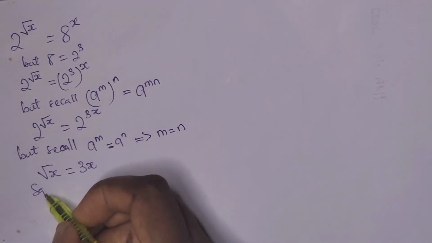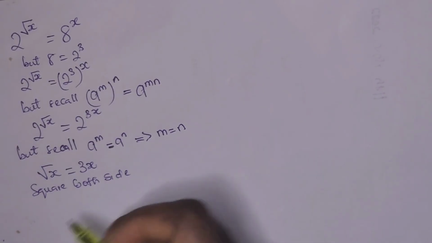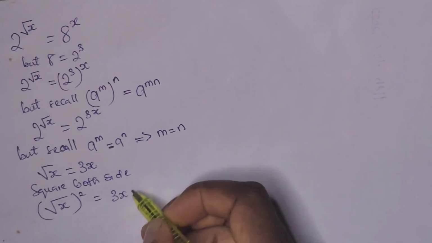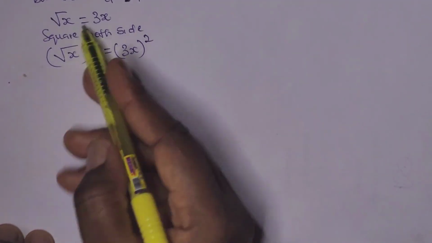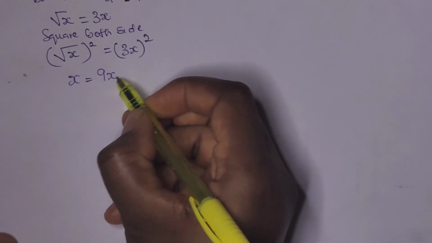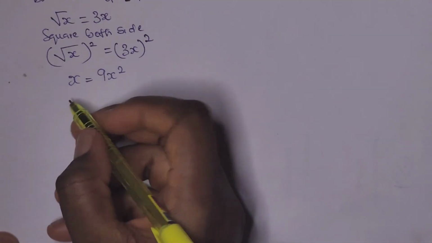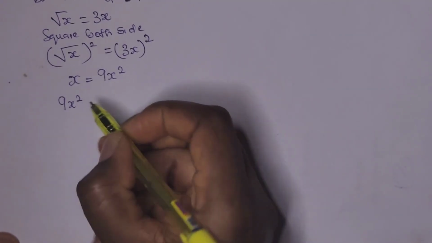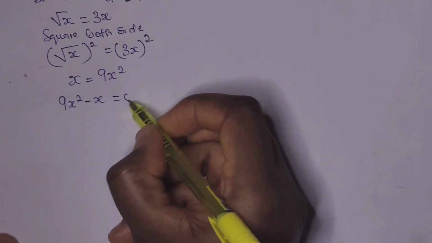When we square both sides, root x all squared equal to 3x all to the power of 2. So from here, when we square both sides, we have x equal to 9x squared. So moving this to the left hand side, we have 9x squared minus x equal to 0.